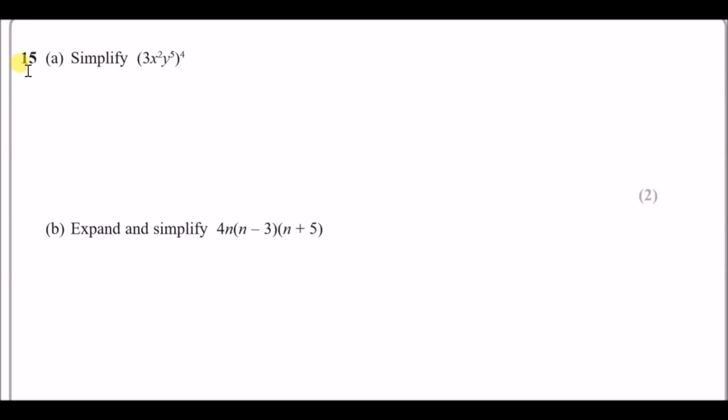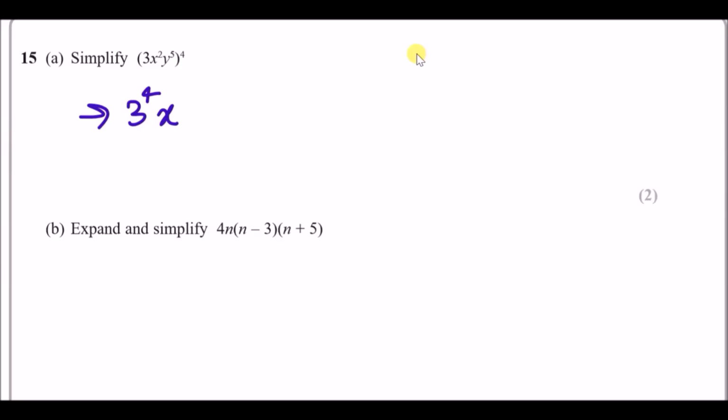Okay, so number 15, A. Simplify 3x squared y to the power 5, all of it to the power 4. When you have something like this, it's so easy. All you do is distribute the power 4 to everything. So we're going to have 3 to the power 4.